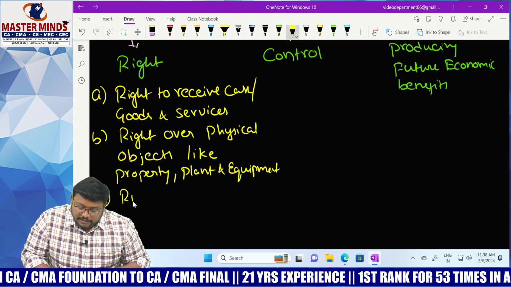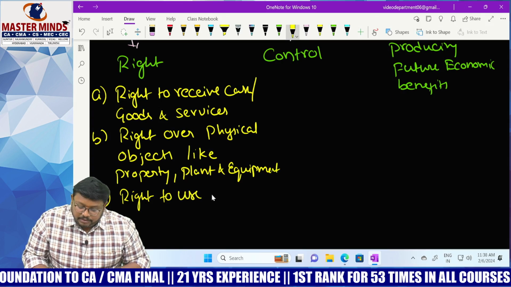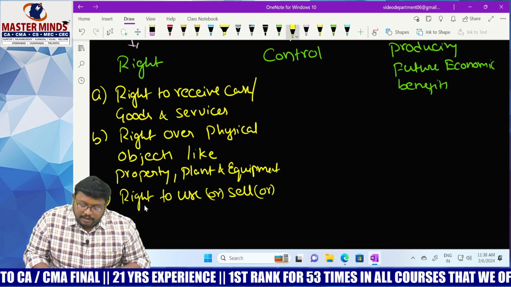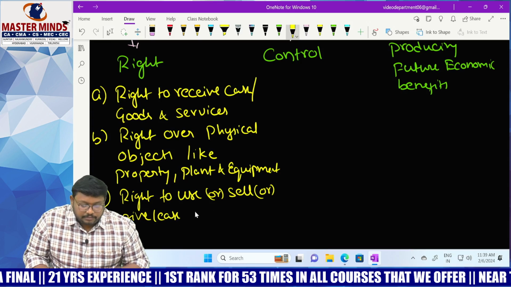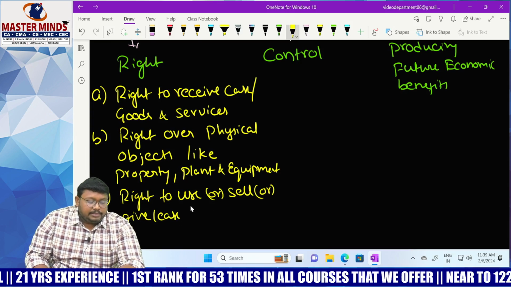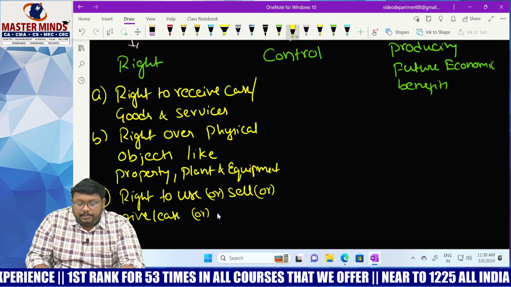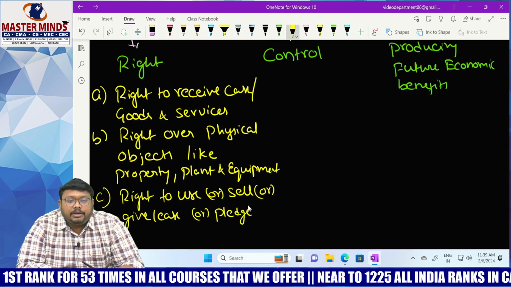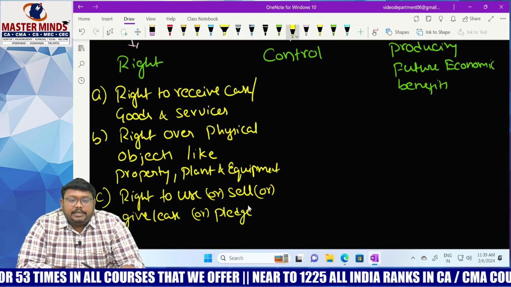So what are the rights we have? Right to use, right to sell, or right to give lease. Okay, right to give lease. So these all are the rights that you have. Or you can also pledge the asset to get loans. Pledge and mortgage, you know, no? So you are pledging the asset to the bank and you are raising the loan.